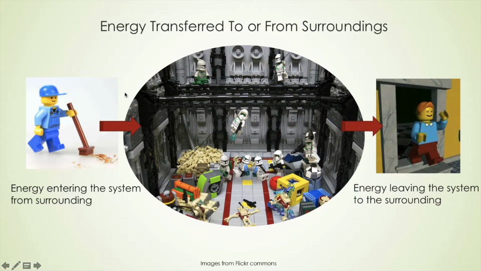Energy can be transferred to or from the surroundings. When energy is entering the system from the surroundings, then we say energy is added to the system. In this case, energy is positive. When energy is leaving the system back to the surroundings, we say that energy is removed from the system. In this case, energy is negative.